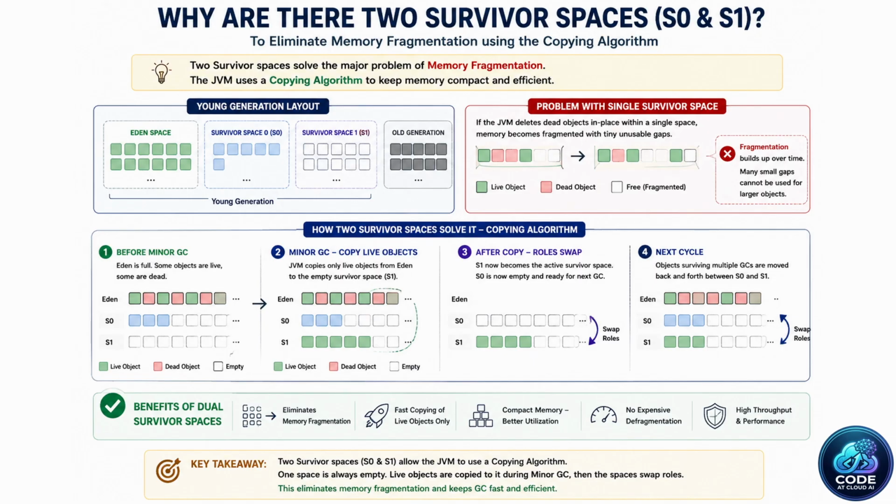This dual space design solves a massive physical bottleneck: memory fragmentation. If the JVM deleted dead objects in place within a single space, the memory would quickly become riddled with tiny, unusable gaps. By utilizing two spaces, S0 and S1, the JVM implements a copying algorithm. One space is always kept entirely empty. During a minor GC, the JVM copies only the live objects, compacting them tightly into the empty space. The spaces then swap roles. This eliminates fragmentation entirely without requiring expensive defragmentation sweeps.